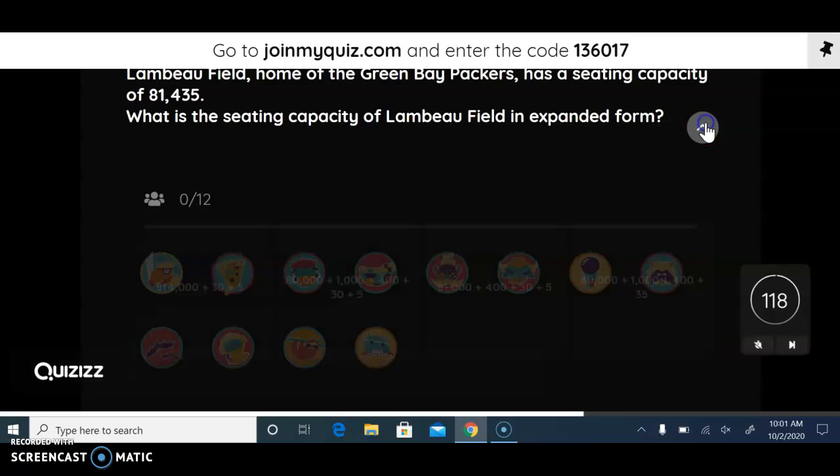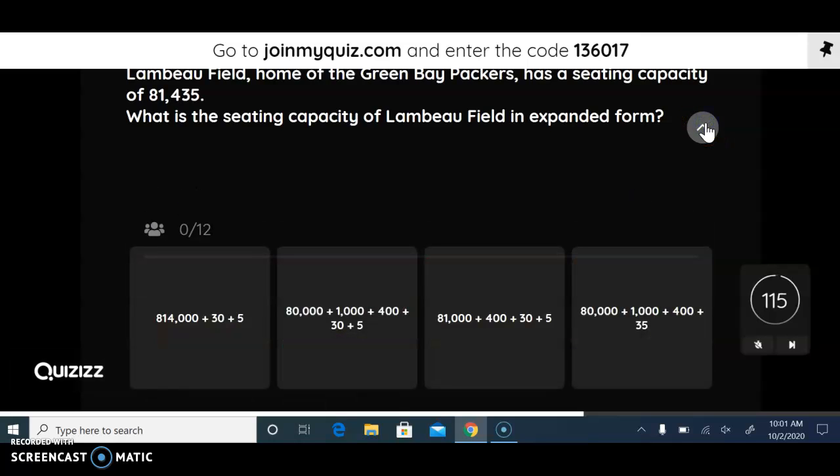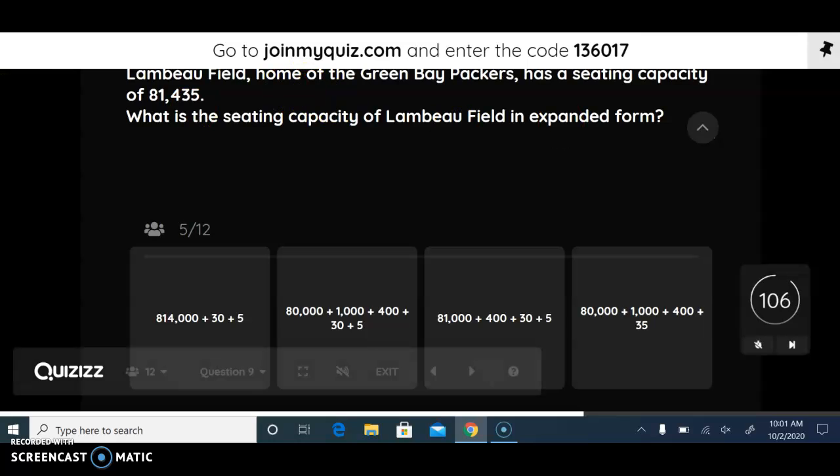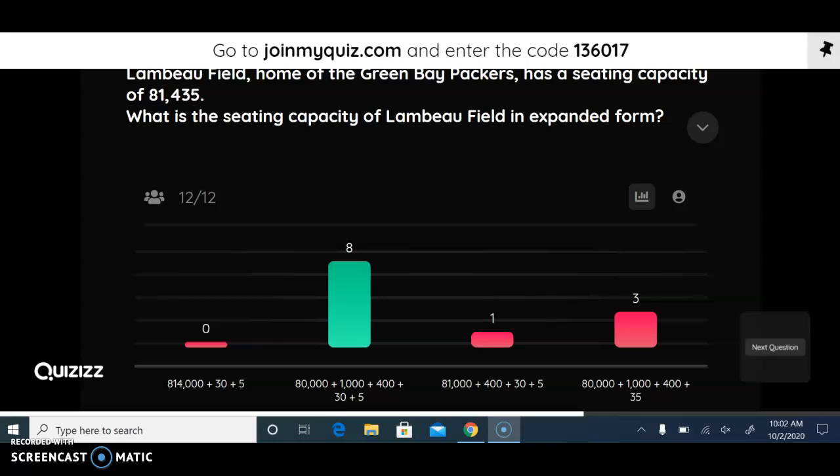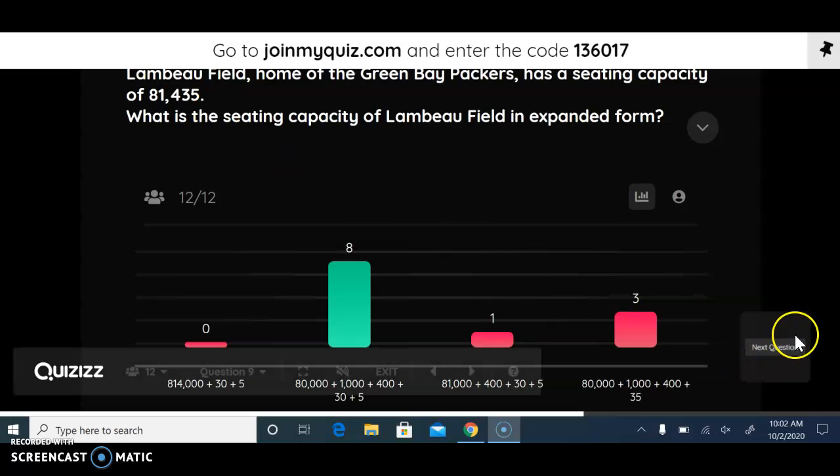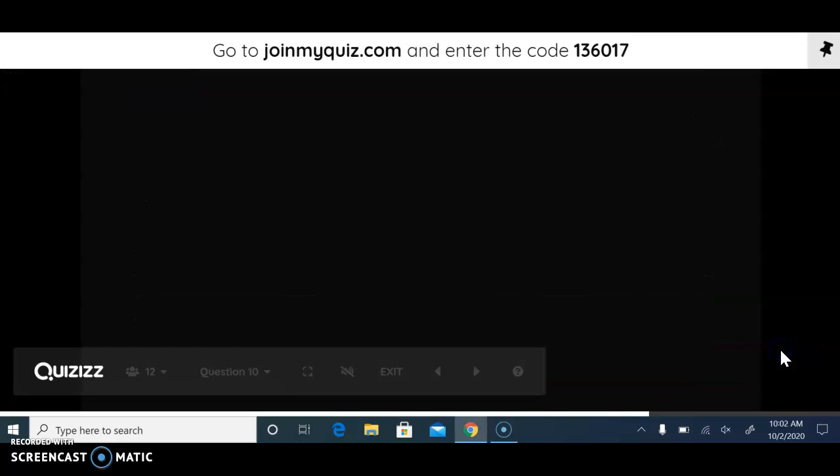Next question. Lambeau Field, home of the Green Bay Packers, has a seating capacity of 81,435. What is the seating capacity of Lambeau Field in expanded form? All right, when we put a number into expanded form, we're going to show the value of each digit. So we have 80,000 plus 1,000 plus 400 plus 30 plus 5. Remember to separate each digit and show its value. All right, next question.